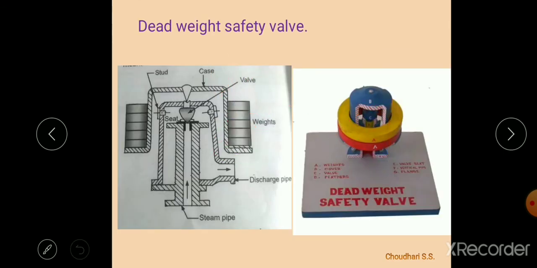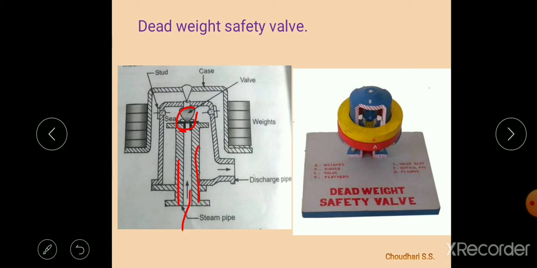Next one is the dead weight safety valve. In the dead weight safety valve, weights are used. Here this is the valve body, a gunmetal valve body, that rests on this black-shown valve seat. The steam pipe is bolted to the boiler shell, and steam flows through its hollow.